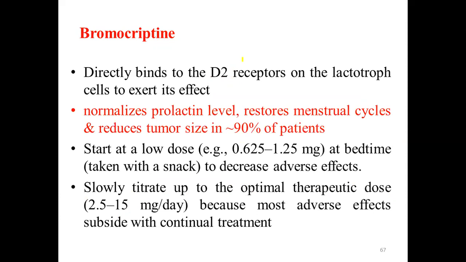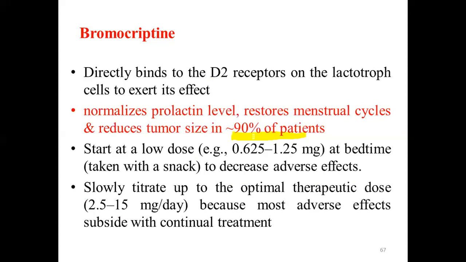Because of this reason, dopamine agonists are the primary treatment of choice in the management of this condition. When you look at the treatment outcome, they normalize prolactin level, restore the menstrual cycle, and reduce tumor size in approximately 90% of patients. That is why they are very effective.